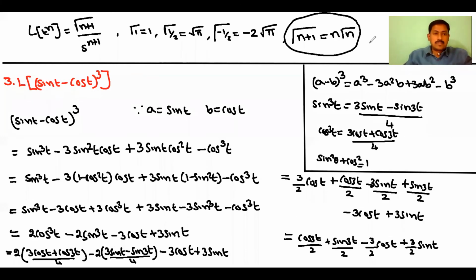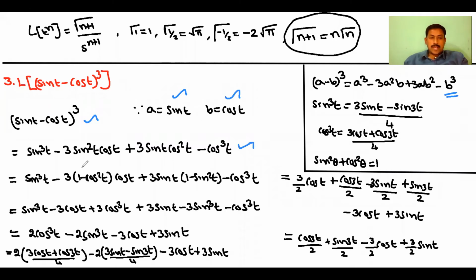The next problem is L of sine t minus cos t the whole cube. Using the a minus b whole cube formula, we can write sine t minus cos t the whole cube as sine cube t minus 3 sine squared t cos t plus 3 sine t into cos squared t minus cos cube t. Since here a is sine t, b is cos t, applying in this a minus b whole cube formula, we will get this step.